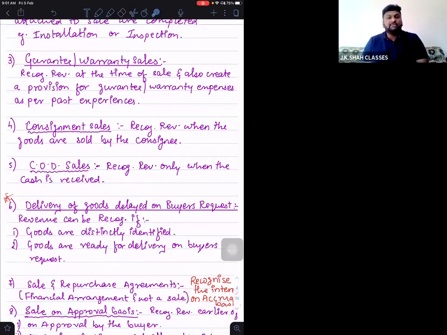Right? So technically, the risk and reward gets transferred if these two conditions are satisfied. And two simple conditions: separately, you have identified those goods, and second, goods are ready for delivery.